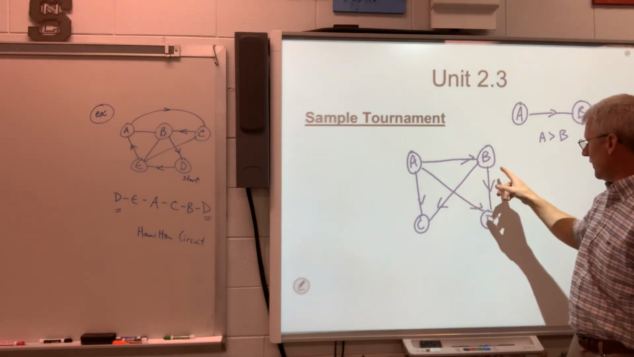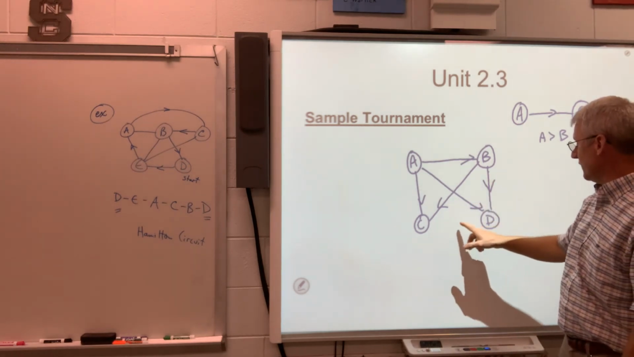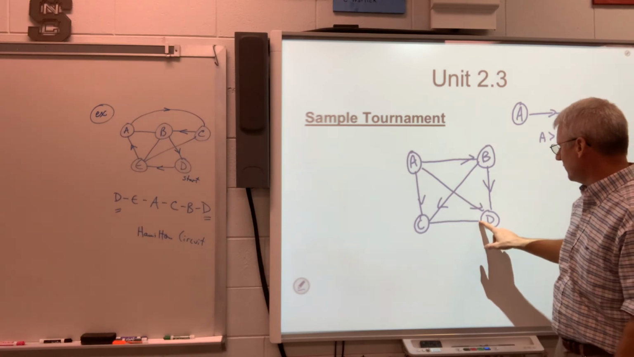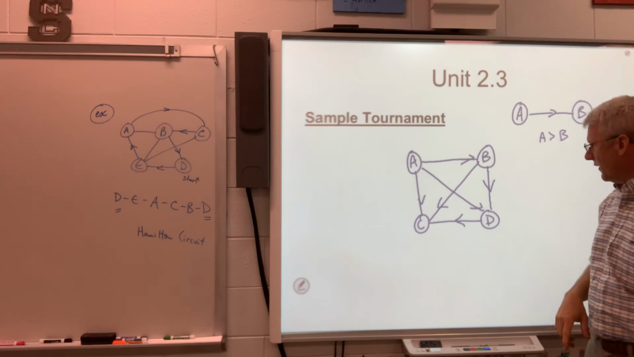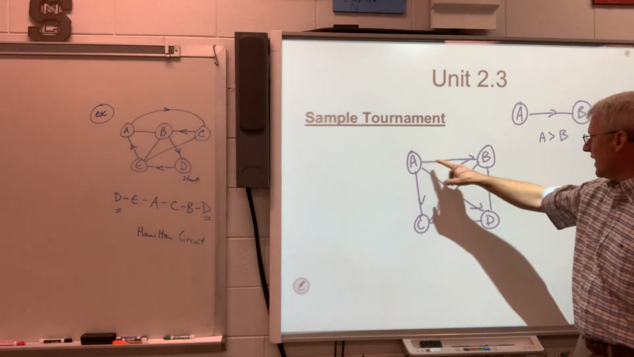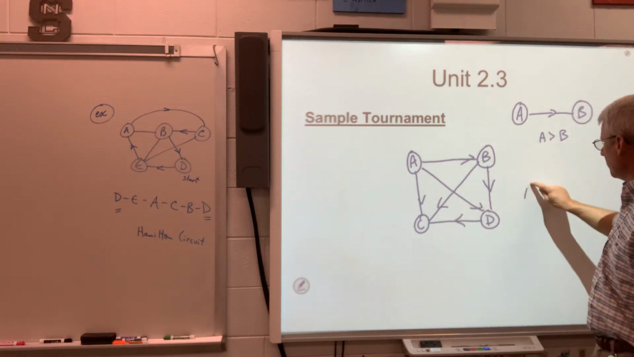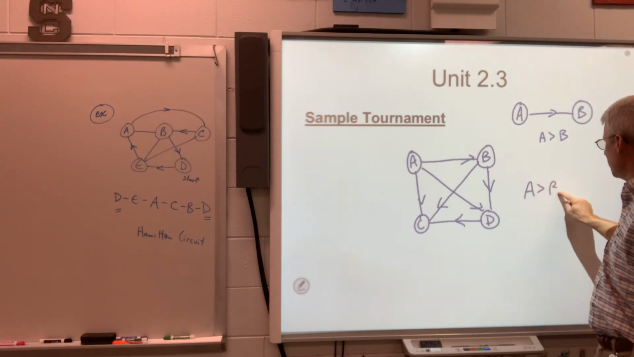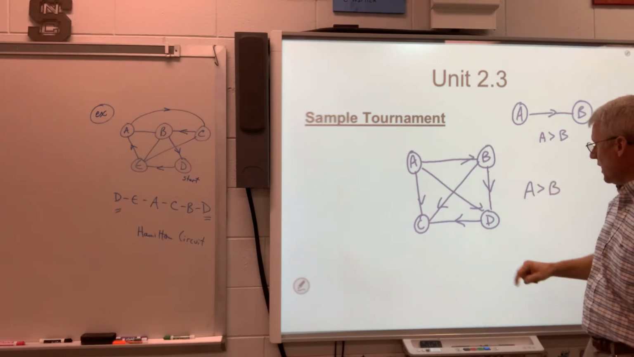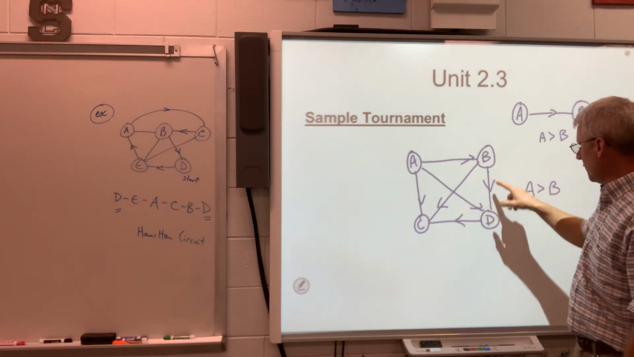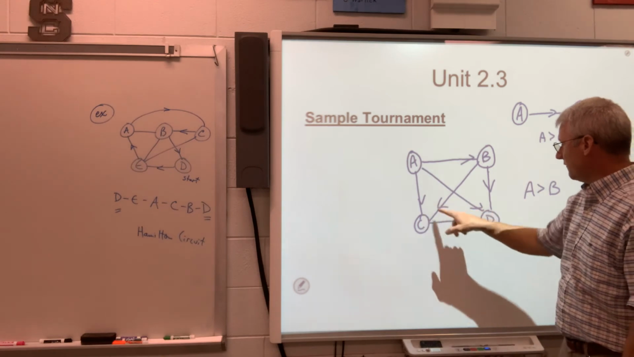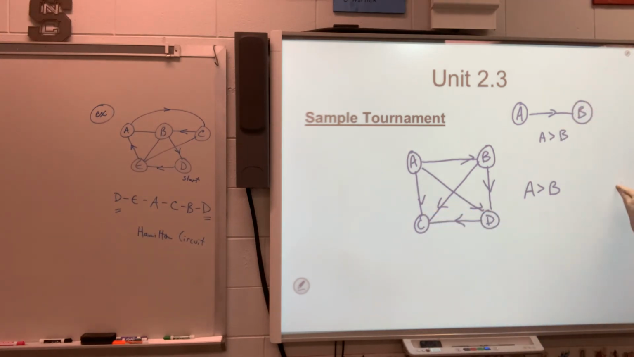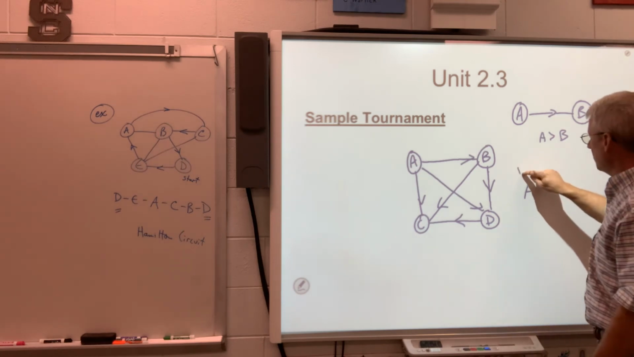So what am I missing? Oh, C. Let's say that D beats C. So what's happening here? A beats everybody, so I'm going to say A is greater than B. B beat both of these. Well, actually, who lost all of them? C lost. C is way over here. It's the ultimate loser. A is the winner.